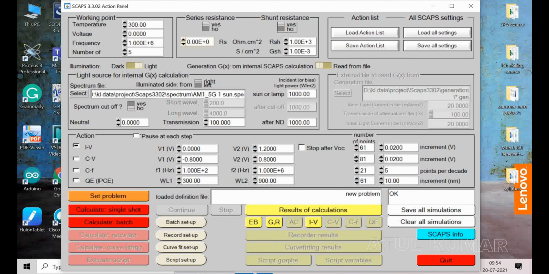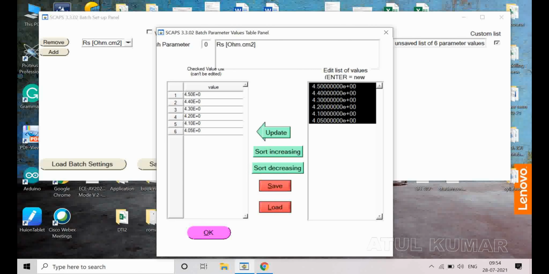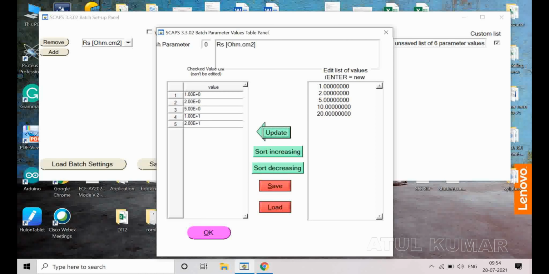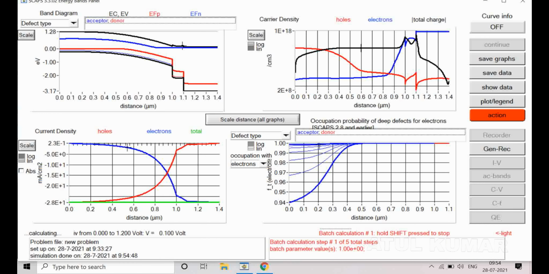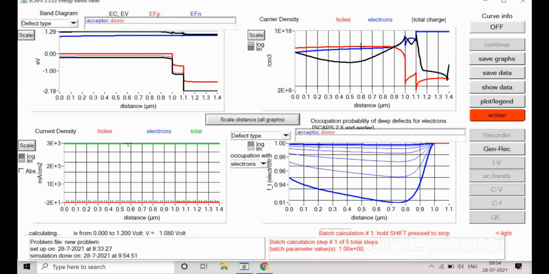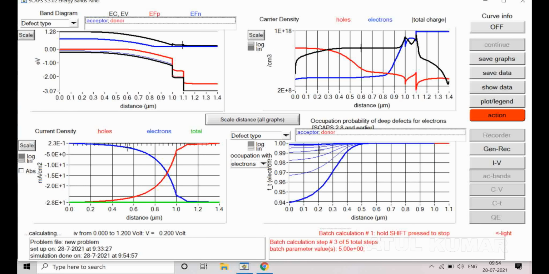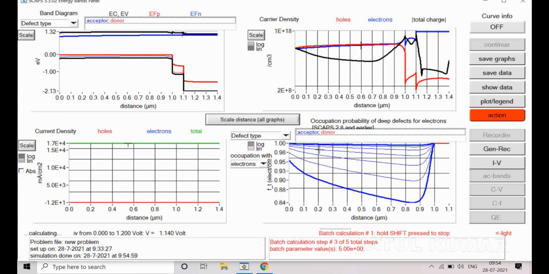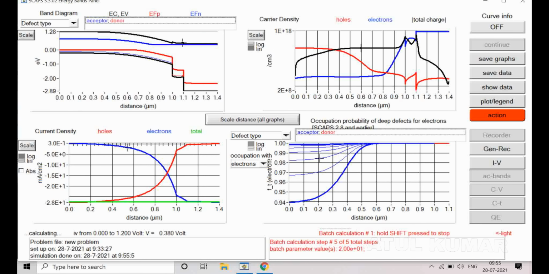So if I go to the setup and go to the series resistance value, the RS value, I start giving values 1, 2, 5, 10, 20. These are the series resistance values I am giving. Now if I simulate the IV curve, you can see a particular dominant effect of series resistance on the IV curve itself. It will cause a direct fill factor reduction. So this is a particular signature. This will also give you a particular type of signature for your IV curves.